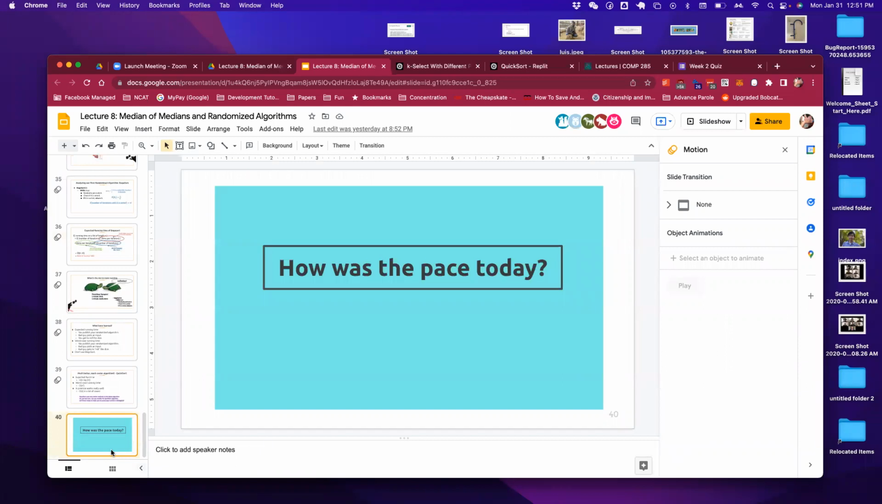Hopefully the pace was good. Next time we are going to cover quicksort, and we're going to go more into randomized algorithms. I will try to give you guys the background you need in statistics to analyze them. But if you have time, you can look up expected value, that might be helpful for the next lecture.